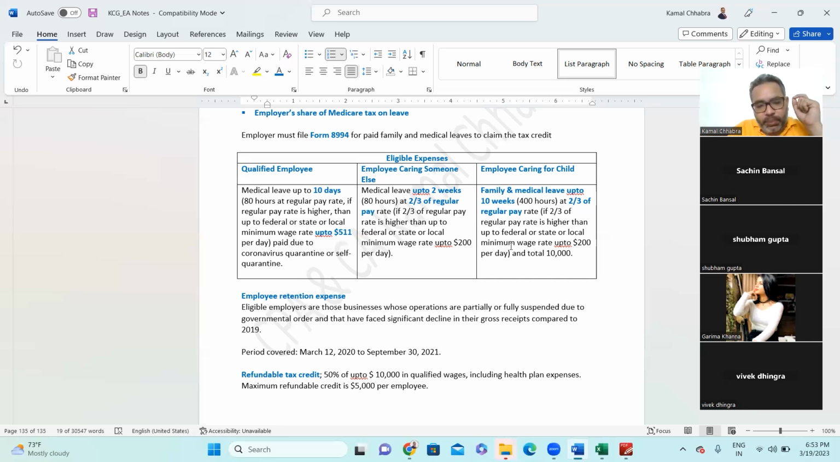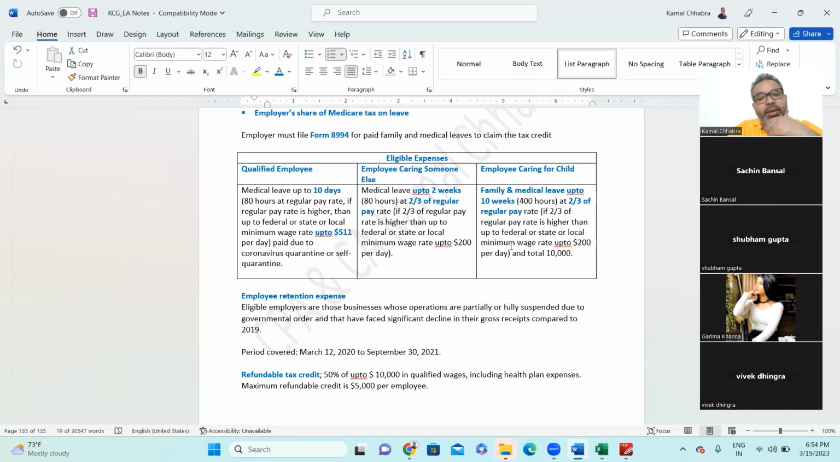Second is when an employee has taken leave for a medical emergency and benefit for a family member, maybe like mother, father, brother, sister, any such family member. Then up to 2 weeks or 80 hours, you need to provide two-thirds of their regular pay. So if the employee is, let's assume, getting $600 per day, then you must be paying at least $400 per day for their medical leave to take care of their family member.